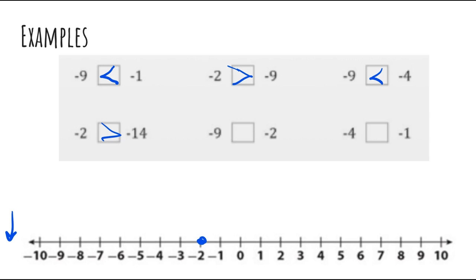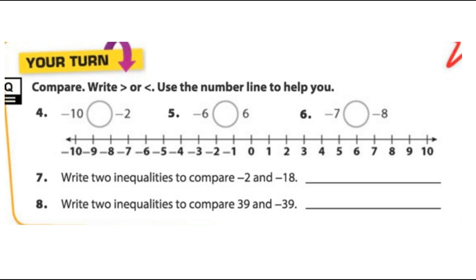-9, -2. We already figured out above that -2 is bigger. So we have -9 is less than -2. -4 and -1. -4 is right here. -1 is right here. -4 is further to the left. That means it's smaller. So -4 is less than -1. It's very easy. The further to the left a number is, the smaller that number is. I keep saying it over and over again, but it's super important. Pause the video, take a second, go through the your turn, then come back and I will go through the answers with you.